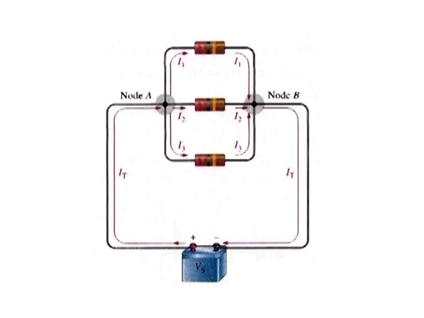Let's start at the positive terminal of the source and follow the current. The total current IT from the source is into node A. At this point, the current splits up among the three branches as indicated. Each of the three branch currents, that is I1, I2 and I3, is out of node A.